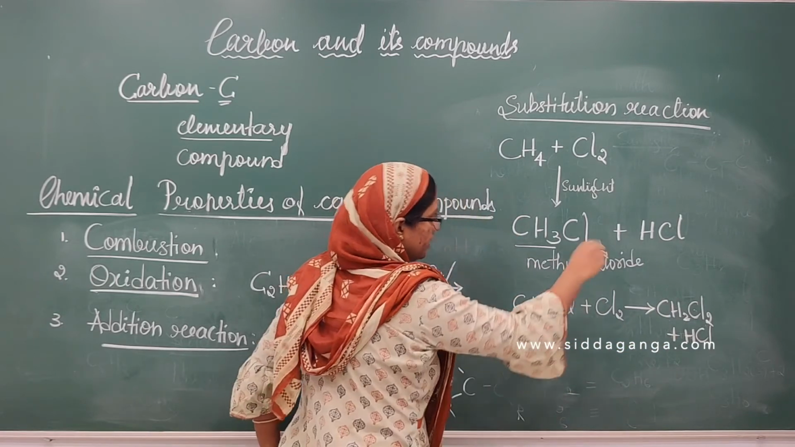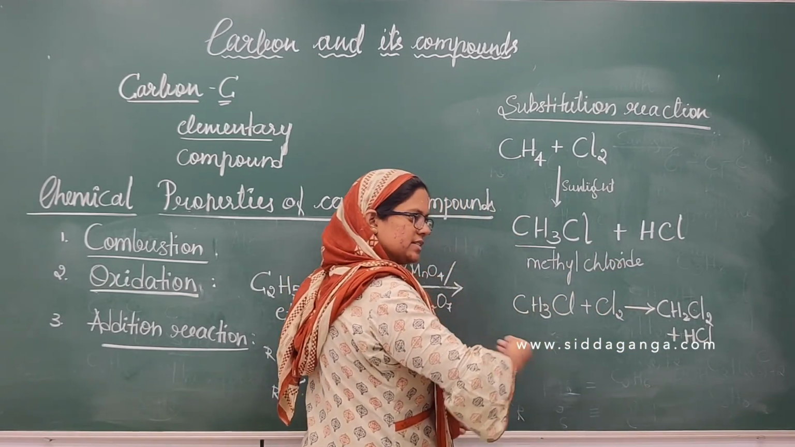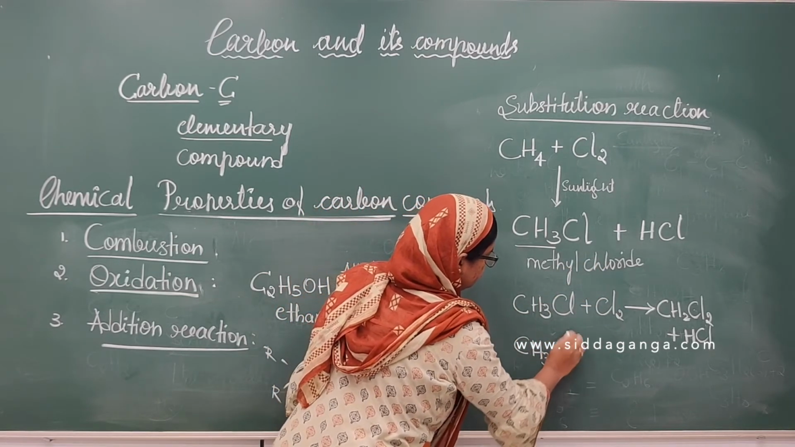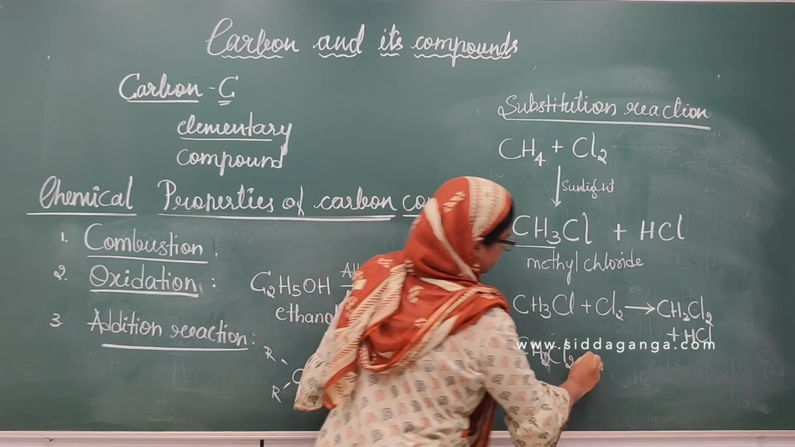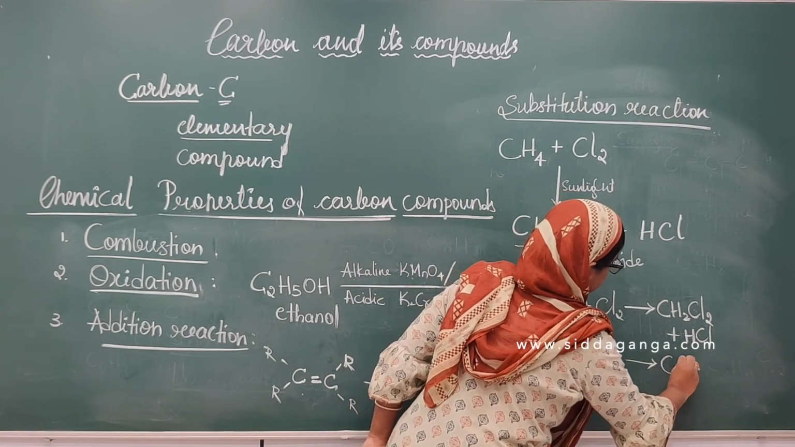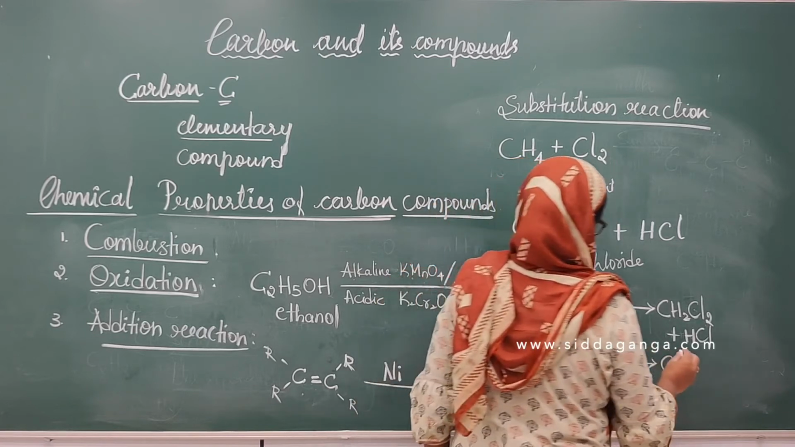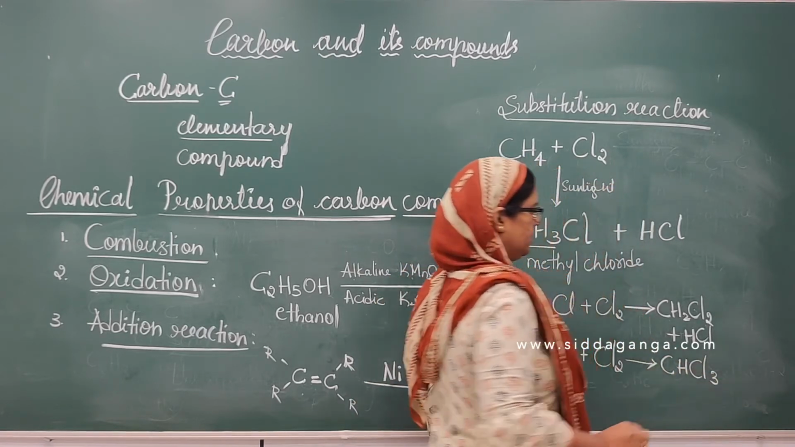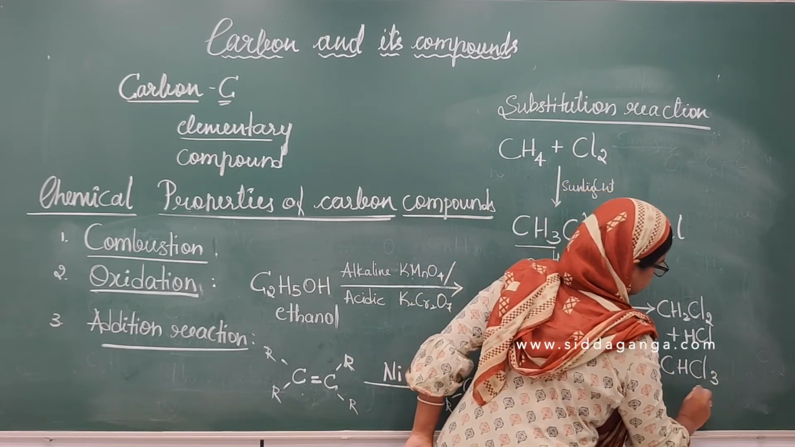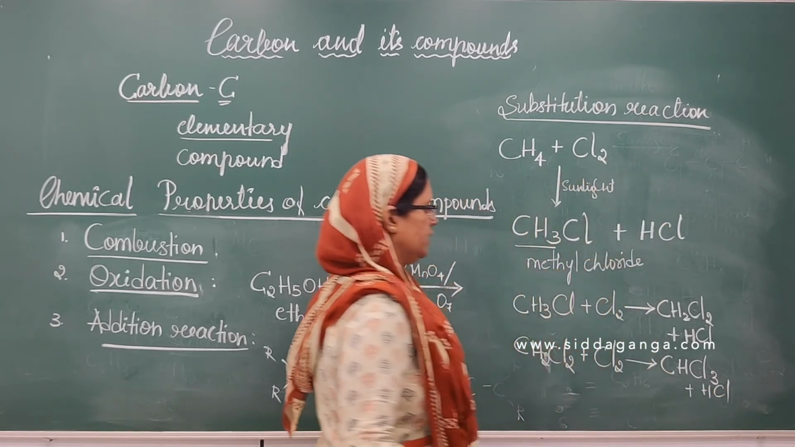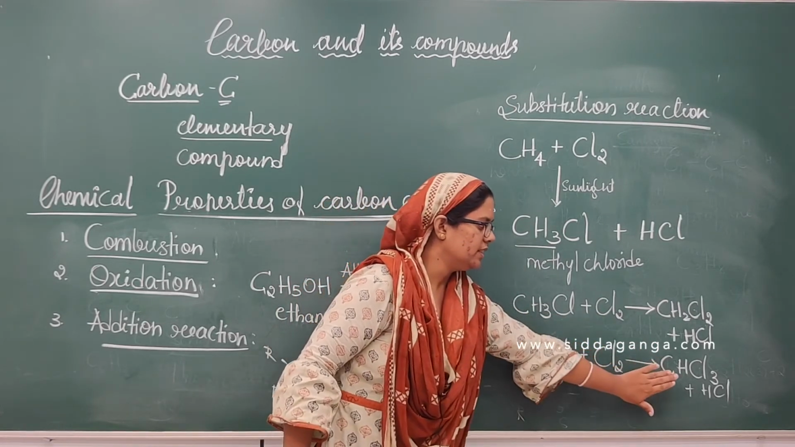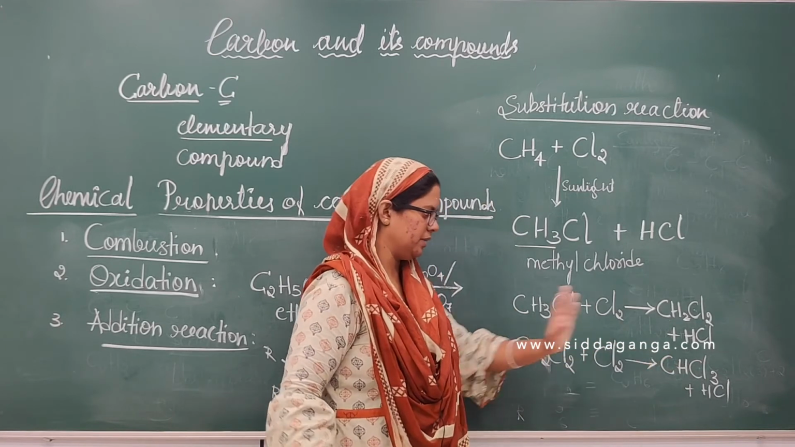Dichloromethane. If the condition is continuously kept like that only, dichloromethane will get changed into CHCl3. Name of the compound? Trichloromethane plus HCl. Trichloromethane. We all know about chloroform. Have you heard of it? So that chloroform is nothing but trichloromethane.